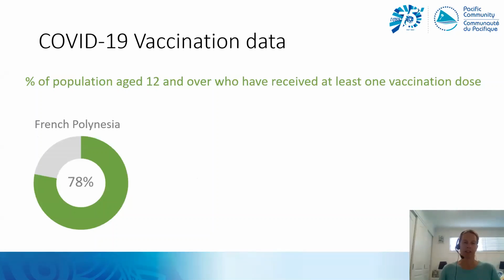In displaying vaccination data coverage, these donut graphs have been fairly popular around the world. Here's an example using data from French Polynesia. So the green segment of the donut shows what's been achieved. So 78% of people having received at least one vaccination. And I think these are a good way to display it because it suggests a movement. We're going around the circle, and the grey clearly shows what's still left to achieve.